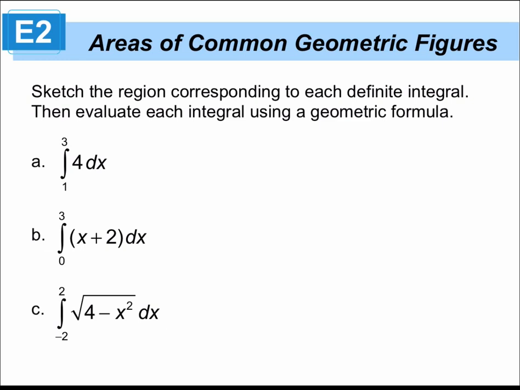Okay, so before we do any work, how tall is that rectangle? 4. How wide is it? 2. Therefore, the area is 8. And that's an exact answer. That's exactly the area under the curve. So the definite integral answer there should be 8 when we get done doing the calculation.